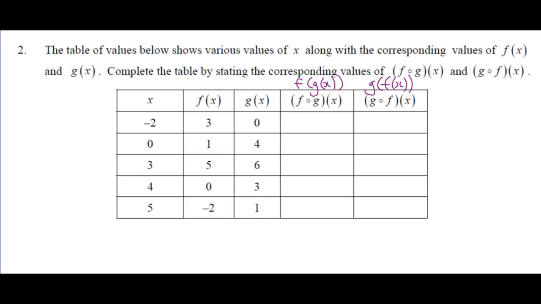So, x is negative 2. g of x is 0. So what do we want? We want f of 0. f of 0 is? Right? Okay, that's how you do it. Okay, g of f of x. Okay, x is negative 2. f of negative 2 is 3. This is now a 3. Well, g of 3 is 6. 6. Okay, do the rest.